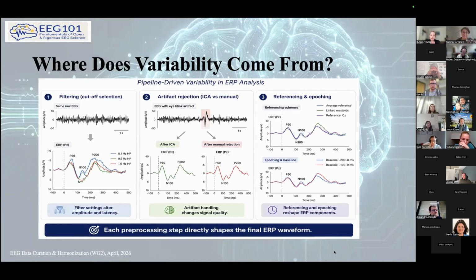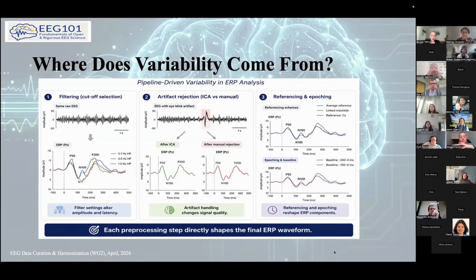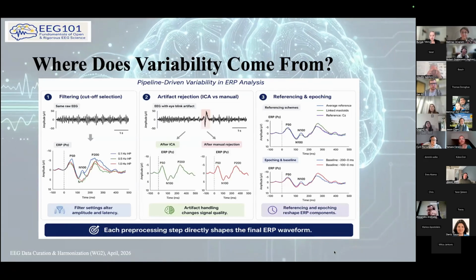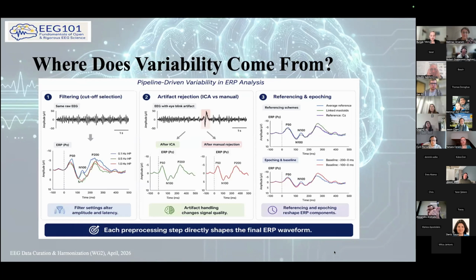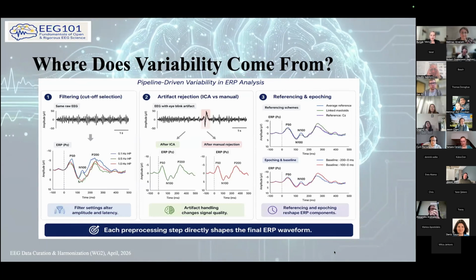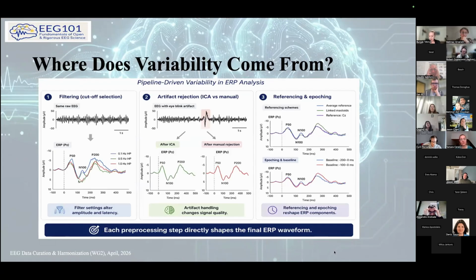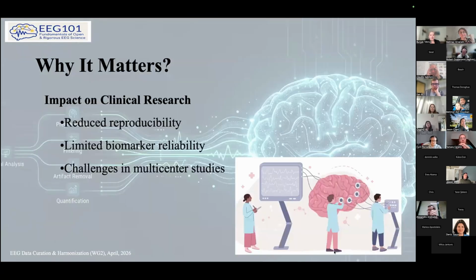So, to address this challenge, we need harmonized and transparent preprocessing pipelines. These include standardized workflows, sharing protocols across laboratories, and FAIR data practices. In this context, EEG101 WG2 plays a critical role in enabling reproducible and scalable EEG research.